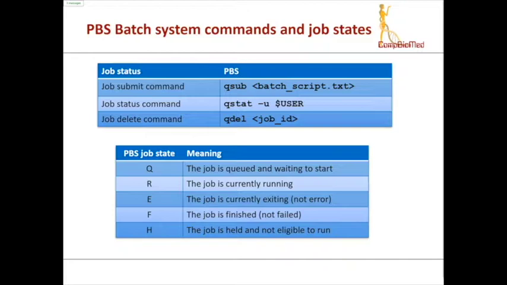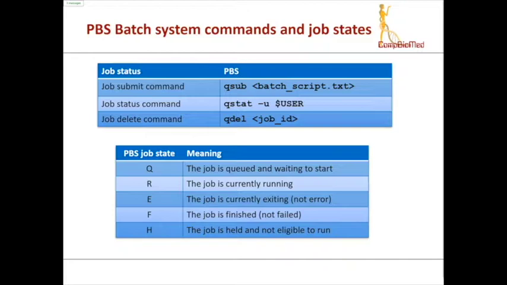So if it reports Q, then it just says the job is still queuing and hasn't started yet. If it reports R, then it's running. If it reports E, then it's exiting. Some people mistake that as an error. If it says F, then the job is finished, not failed.